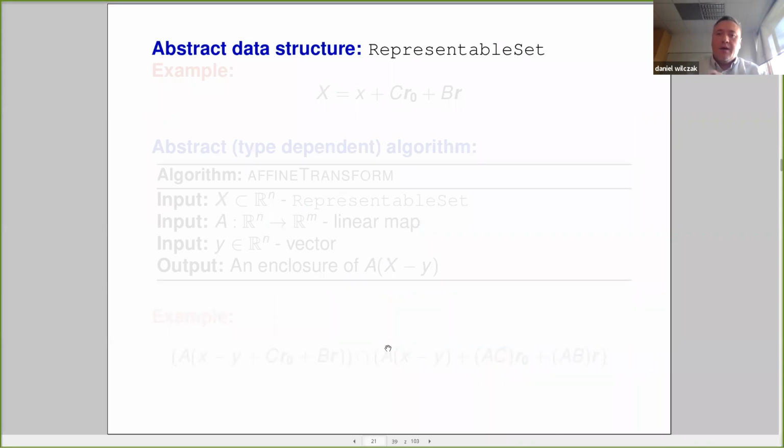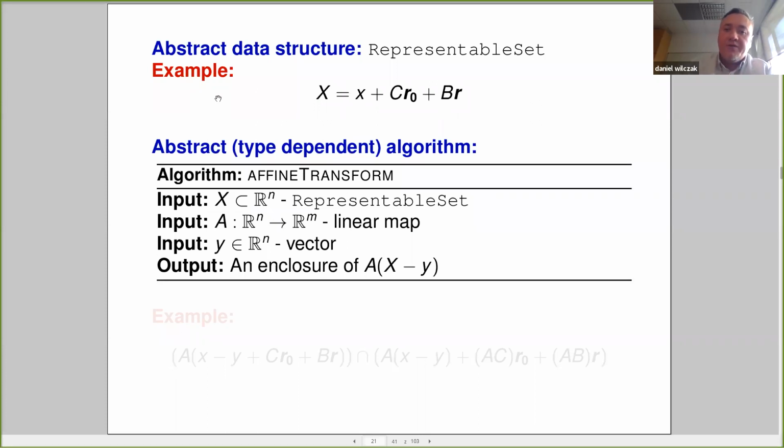Okay, so I assume that we have two abstract algorithms. By abstract algorithm, I understand a data type-dependent algorithm. If you are familiar with object-oriented programming, this can be achieved by either virtual functions or templates in C++, for instance. So I assume that we have some data structure, I call it a representable set, which describes somehow a representation of our set of trajectories. For example, this representable set can be a doubleton, like here. And I assume that I have a type-dependent algorithm, I call it affine transform. This algorithm should compute this quantity, matrix times x minus y, in as efficient a form as possible.